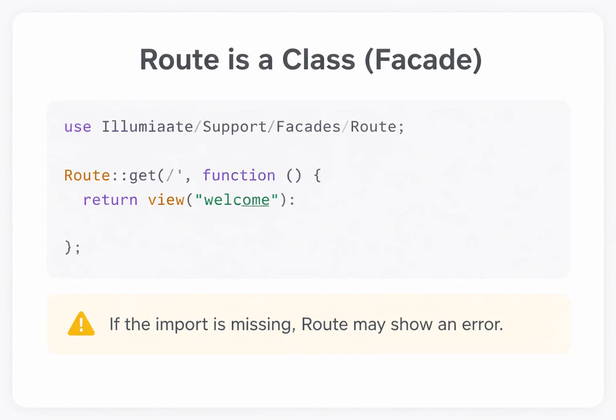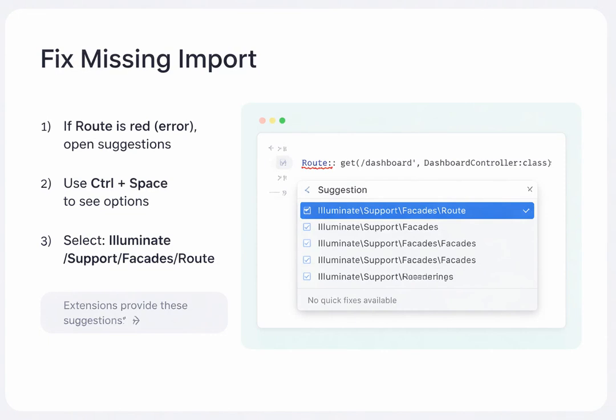Route is not just a random word, it's a class reference, commonly used as a facade in Laravel. That's why you'll see an import like use Illuminate\Support\Facades\Route. If that import is removed, the editor and the code may not know what Route refers to, and you'll see errors. When Route becomes red because the import is missing, the editor can help you fix it. You can use Control Space to open suggestions, then choose the correct Route class from Illuminate Support Facades. This kind of quick fix is largely powered by extensions.